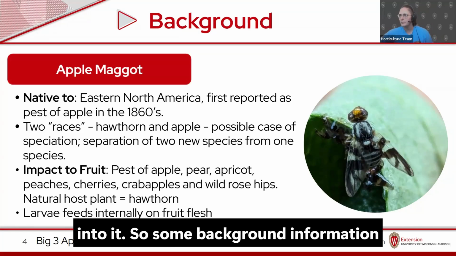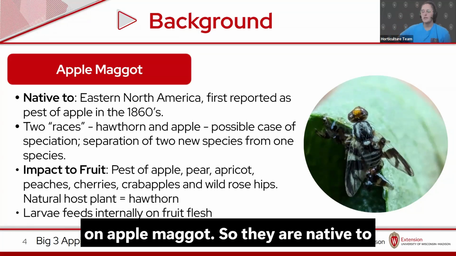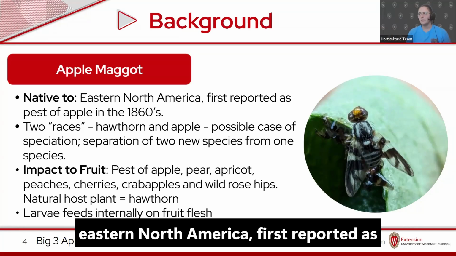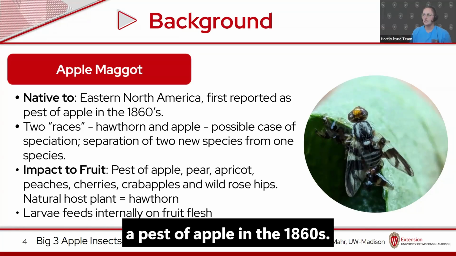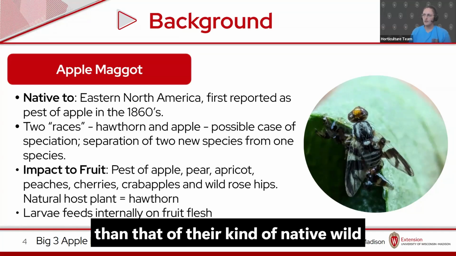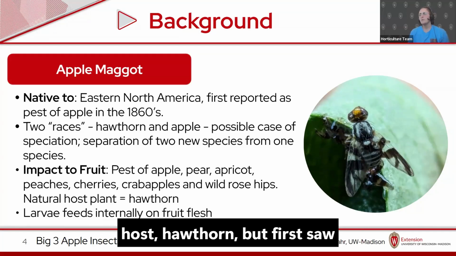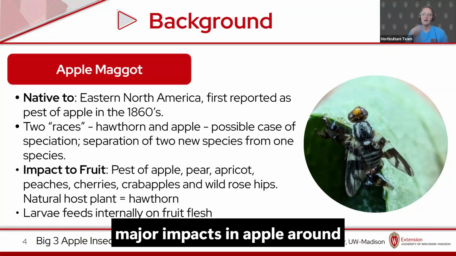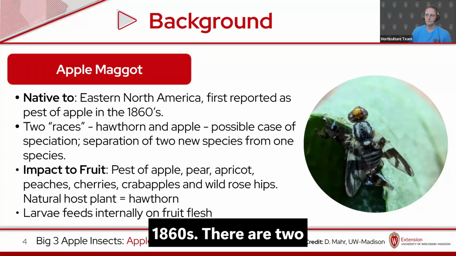So, some background information on Apple Maggot. They are native to Eastern North America, first reported as a pest of apple in the 1860s. They were reported a little bit earlier on their native wild host, hawthorn, but first saw major impacts in apple around the 1860s.